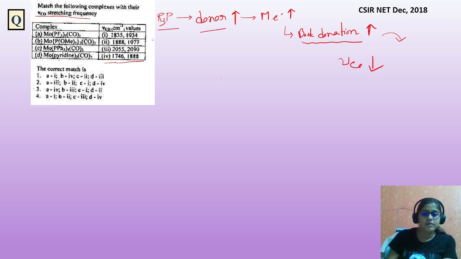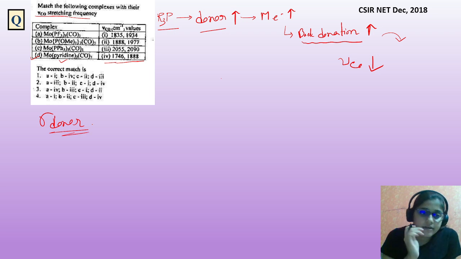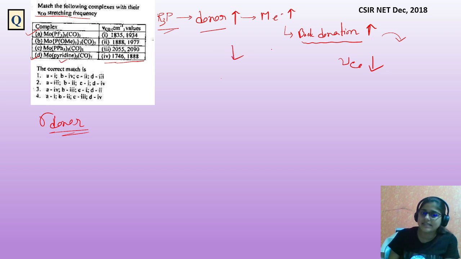Now pyridine. In one option, C, no phosphorus ligand is given. Pyridine is given. Pyridine is simply a sigma donor, right? And PPh3 is there and PF3. So in the case of PF3, what will happen? Here, PF3 has the least donor ability. So if the donor ability is least, that time M to C back donation will be least and νCO will be more. So the highest value of νCO will be for A. The highest value is 3, which will correspond to A.